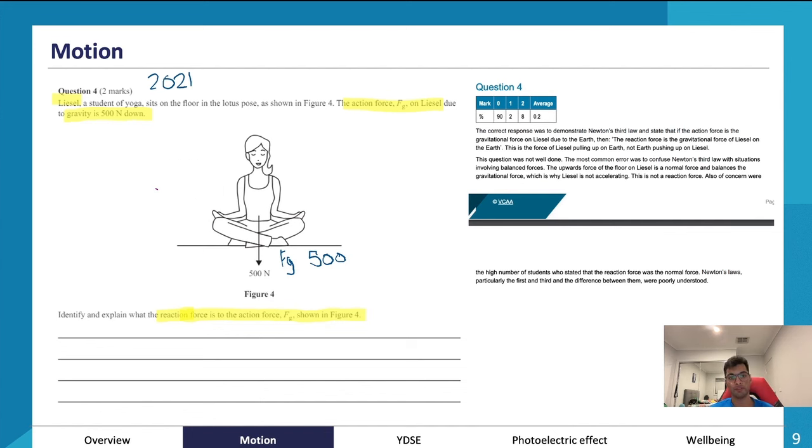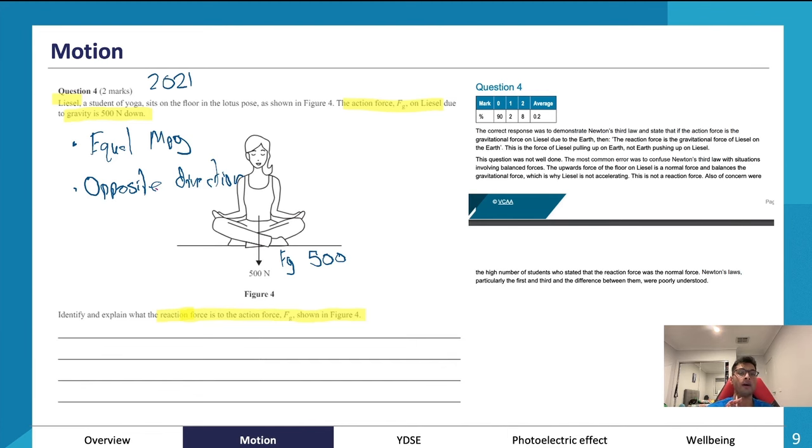The reason this is wrong is not very intuitive. This question is obviously to do with Newton's third law. We know Newton's third law is equal in magnitude, and it's opposite in direction.